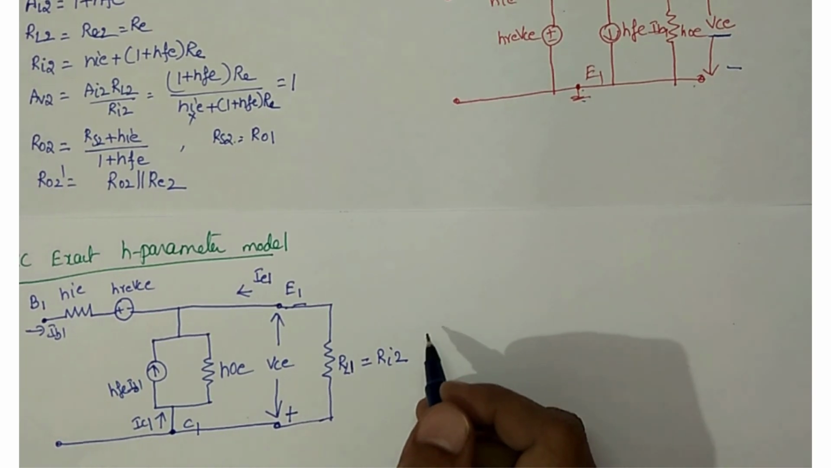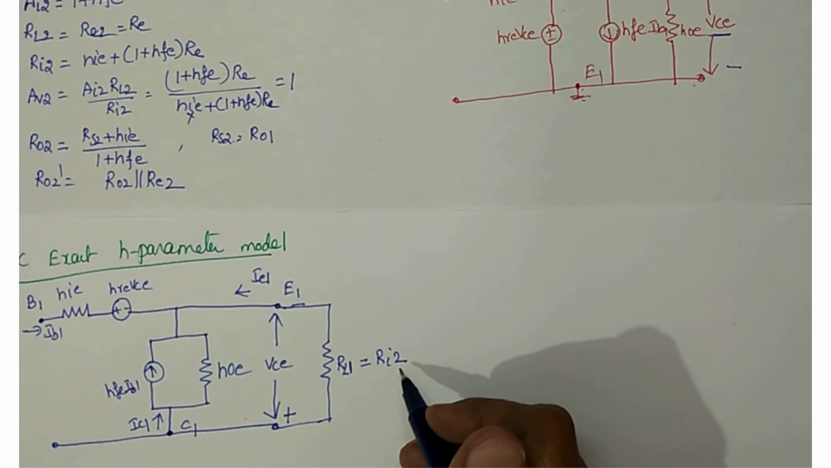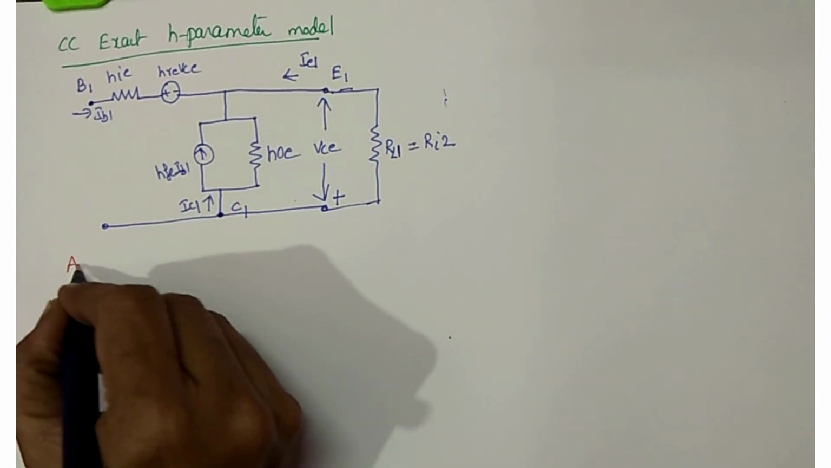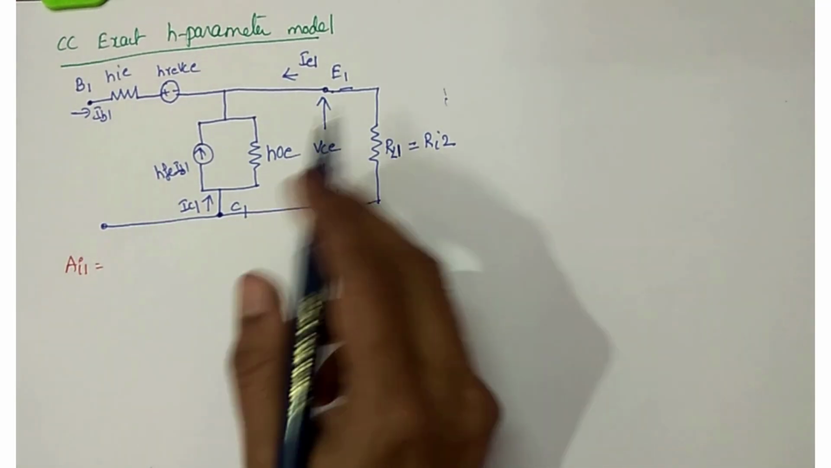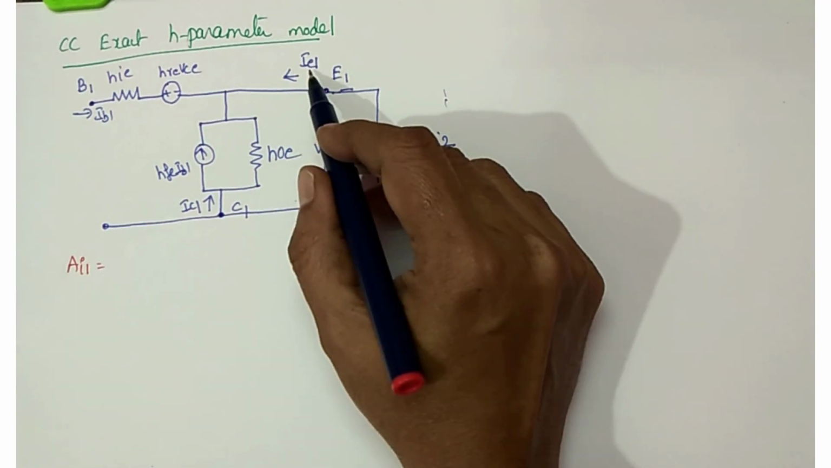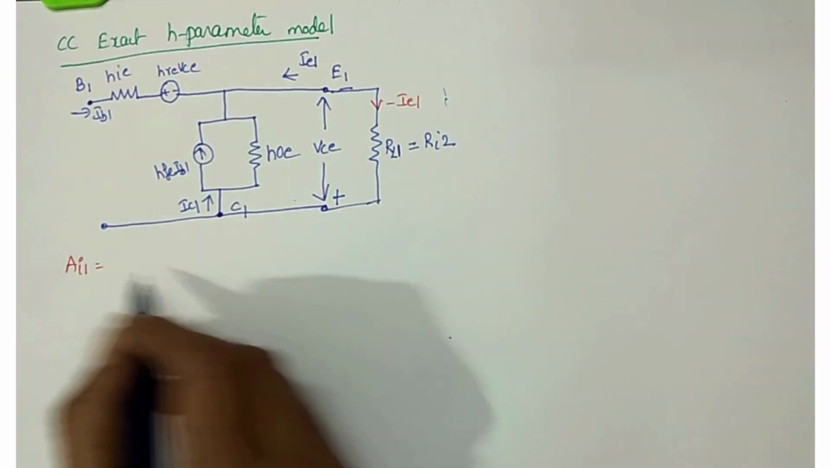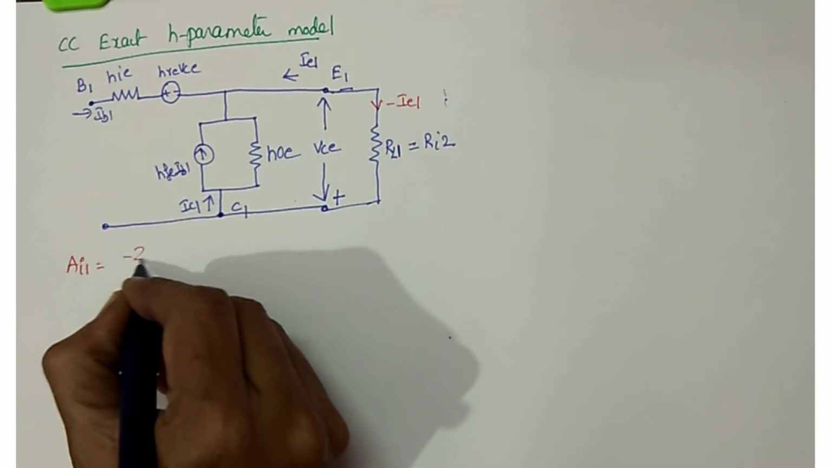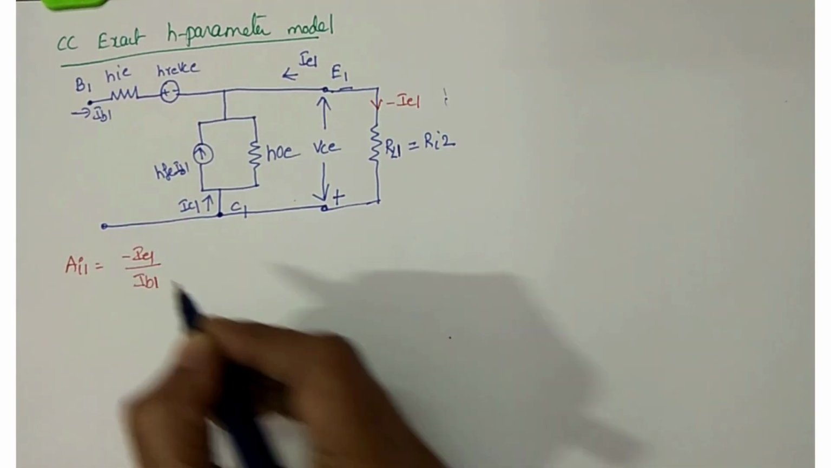Okay. So now for this circuit we have to find voltage gain, current gain, input impedance, output impedance, etc. First we will go for AI1. What is AI1? Output current by input current. See this? Even into the circuit the current is IE1, but through the load the current becomes minus IE1. So AI1 is the output current minus IE1 divided by the input current IB1.